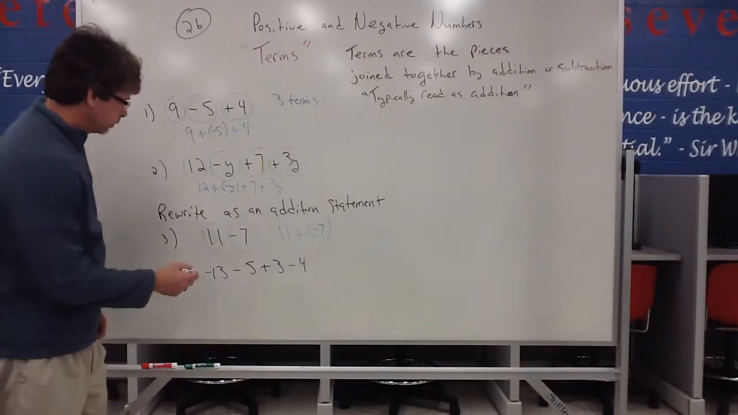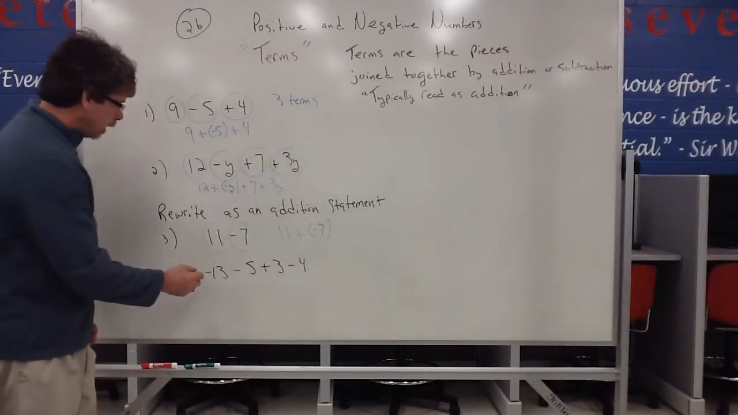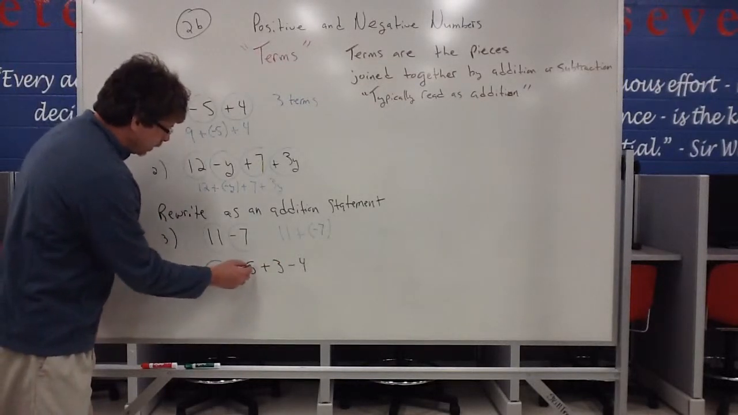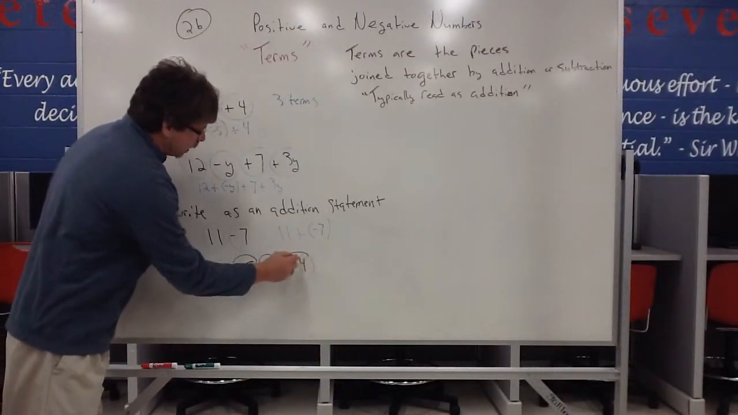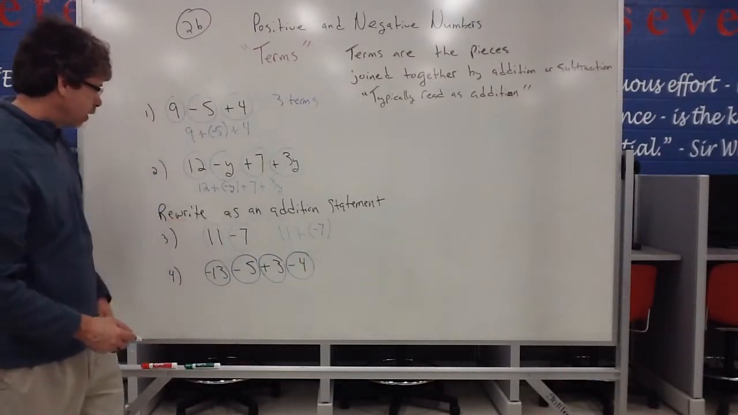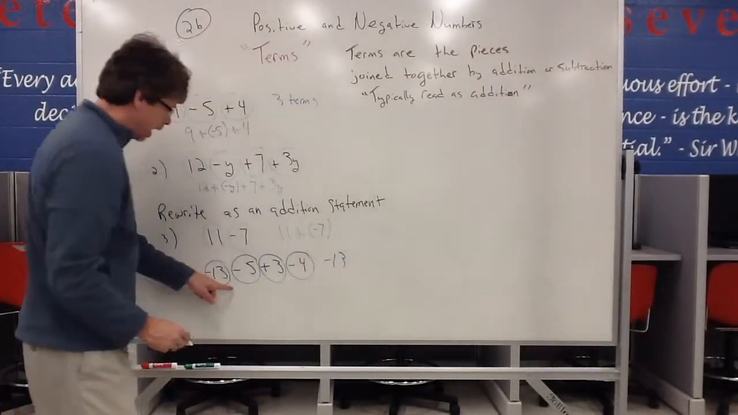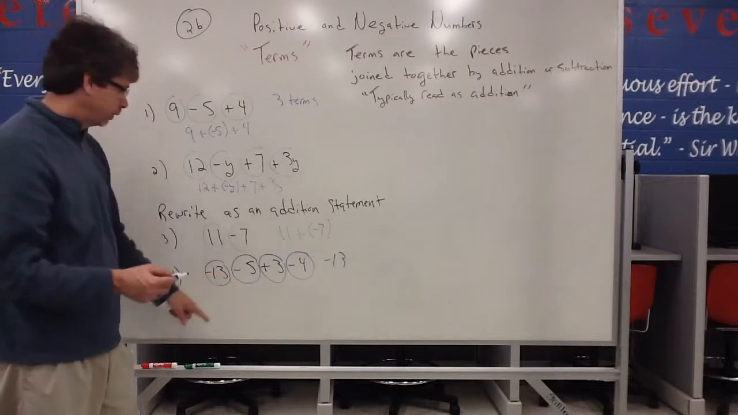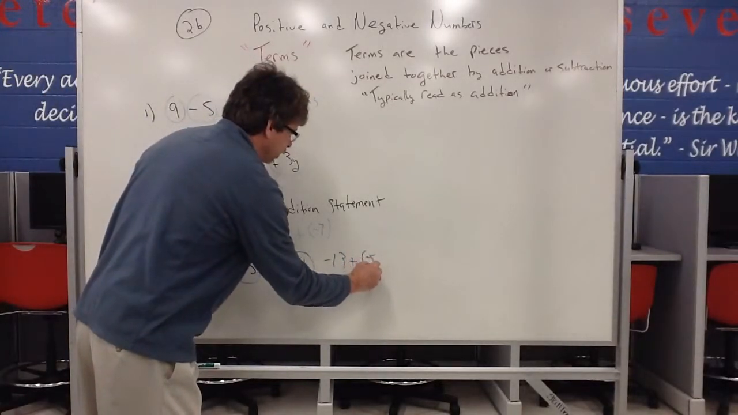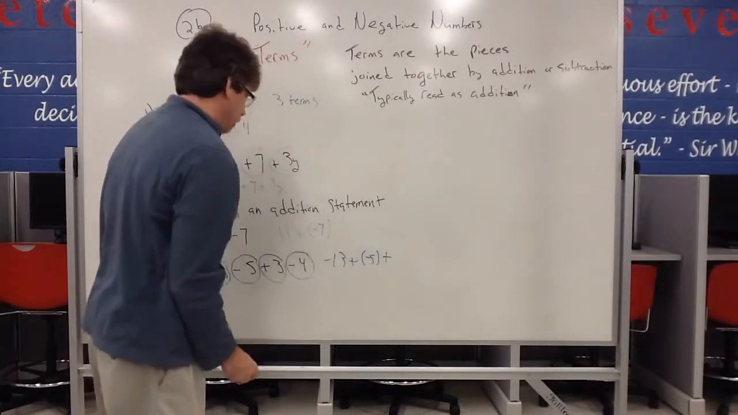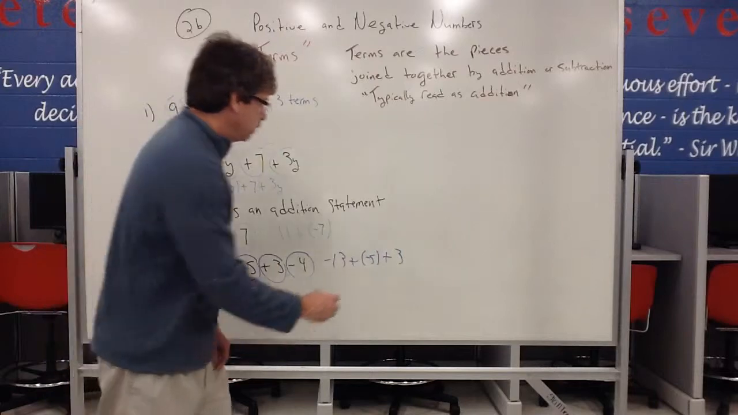So if I have negative 13 minus 5 plus 3 minus 4, I can also look at this as a negative 13 and a negative 5 and a 3 and a negative 4. So if I write this as an addition problem, what I'm seeing is then a negative 13 and again that word and means plus, negative 13 plus then a negative 5 plus then a 3 and we have a negative 4.